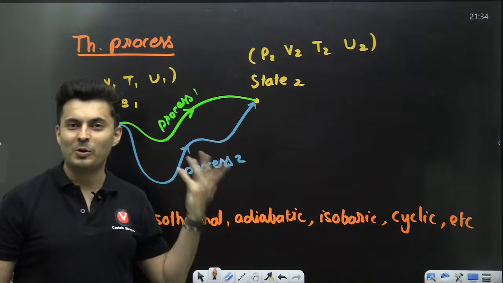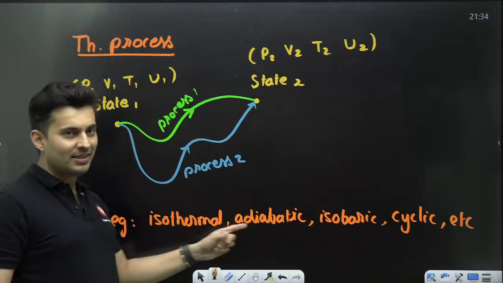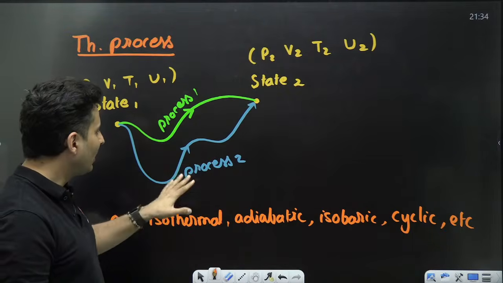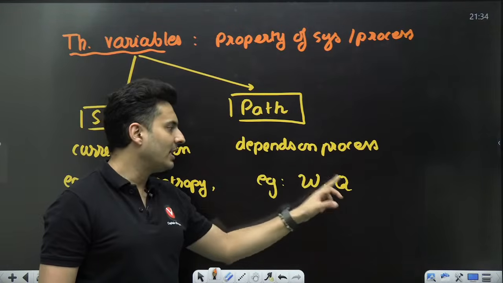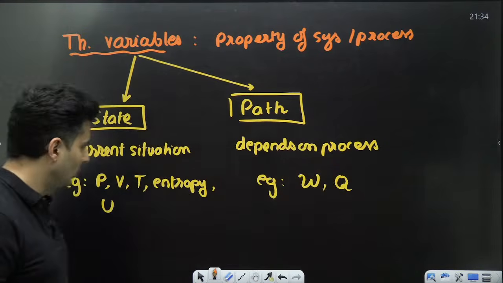Process 1, process 2 could be different. What will be same in both the processes will be the change of the state variables. But what will be different in both the processes will be these work and heat values, because they are dependent on the path that you choose.